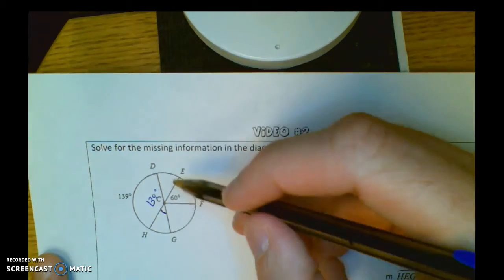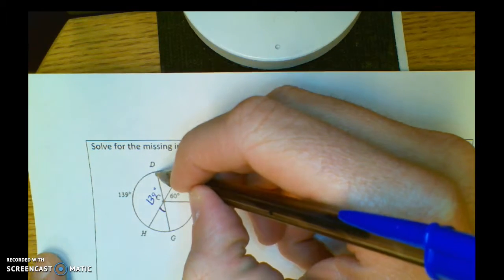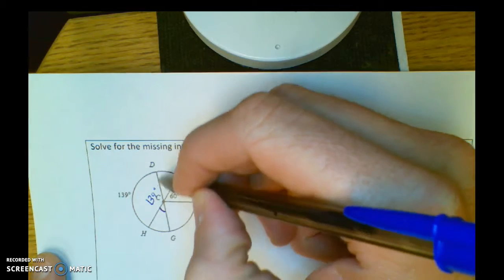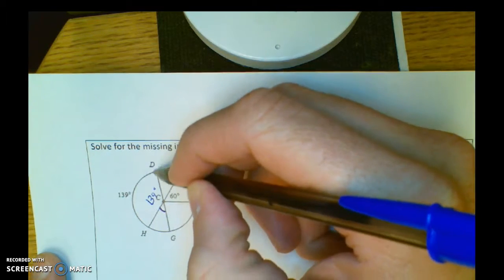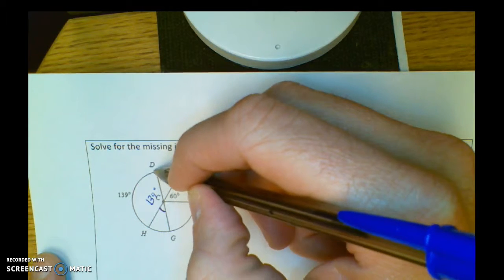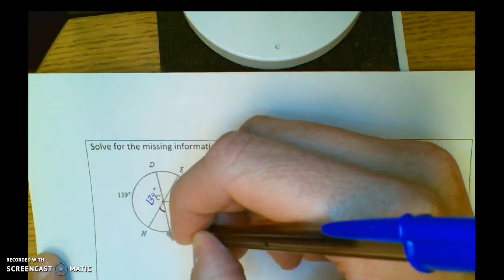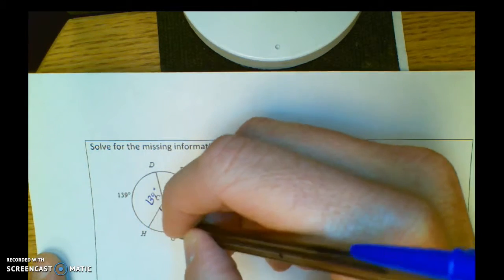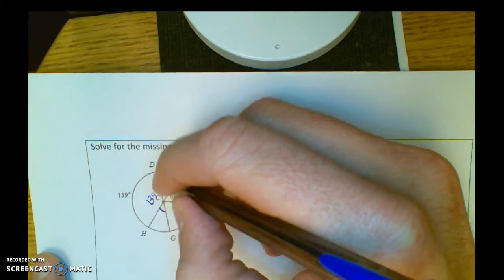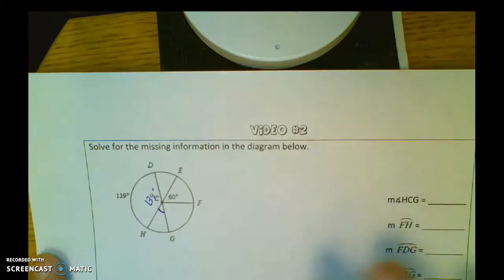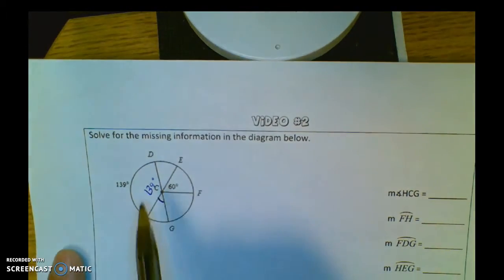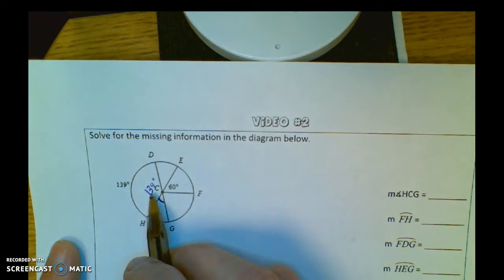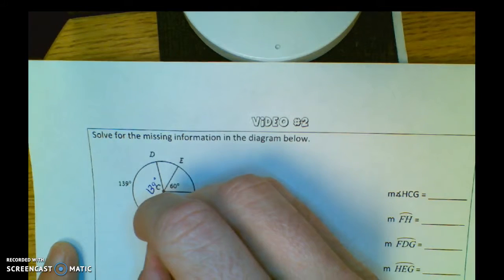So then looking at that, I can see a straight line from D to G, which is a diameter, and I know that a diameter cuts a circle in half. So that means that this entire arc is a semicircle, or 180 degrees. So I can set up my relationship to find this angle by using the diameter and the arc. So I know that whatever this value is, it should add up with 139 degrees to be 180. So I'm going to put an x here.